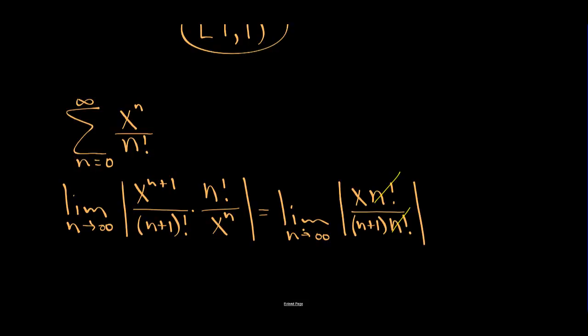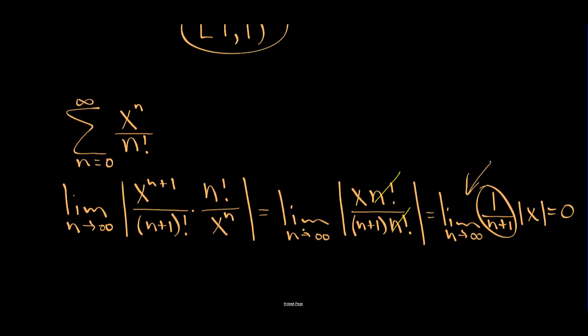Now, let me write it where we can clearly see what's happening. This is 1 over n plus 1, absolute value of x. Now, this limit is 0. So this whole thing, this limit is going to be 0. And it doesn't matter what we choose x to be. That limit right here is 0.